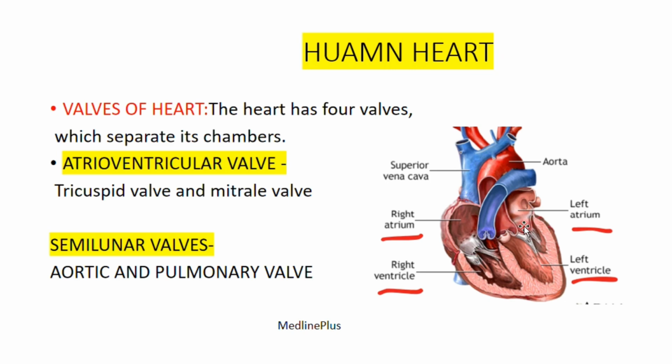Semilunar valves open when blood flows out of the ventricles. The aortic and pulmonary valves are semilunar valves. The aortic valve opens when blood flows out of the left ventricle to the aorta, while the pulmonary valve opens when blood flows from the right ventricle to the pulmonary artery to the lungs. This is called the pulmonary artery and this is called the aorta.